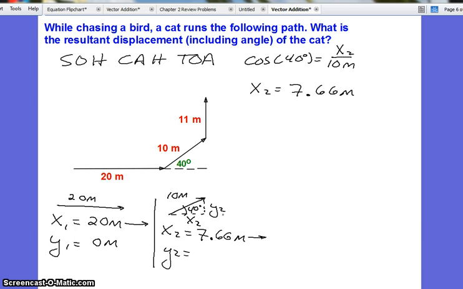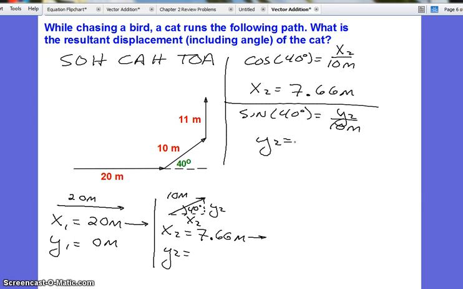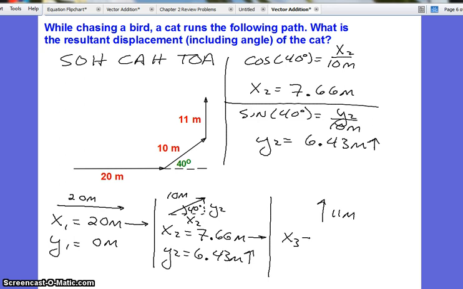To get my y component, that is my opposite side, and again I know my hypotenuse is 10, so opposite and hypotenuse, we're using the sine. So the sine of 40 degrees is my opposite side divided by my hypotenuse. Multiply each side by 10, and I get that my y component is 6.43 meters, and that is up. I have one more vector, and that is the 11 meters here. That is upward. So this is, again, just like the 20, which was horizontal, this one is entirely vertical. So in this case, though, there is no horizontal component. It is entirely a vertical component, 11 meters up.